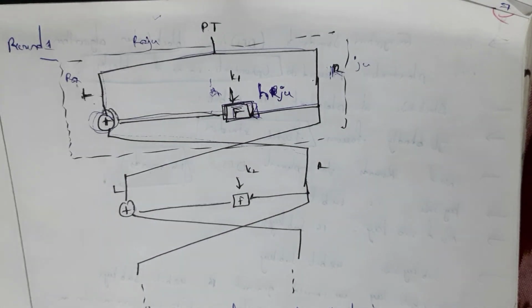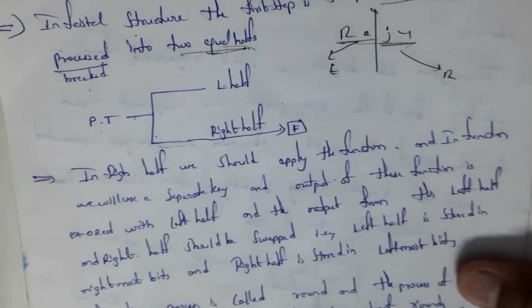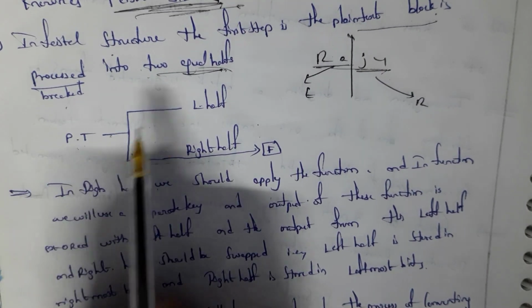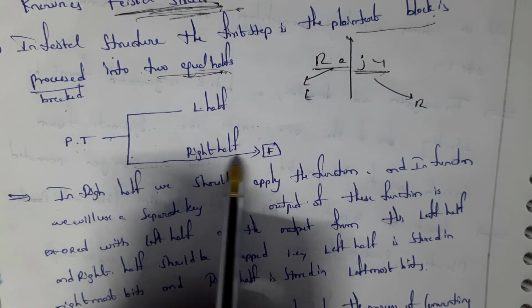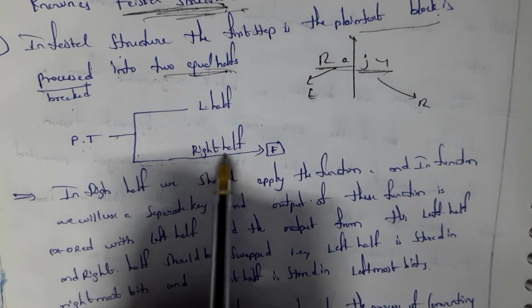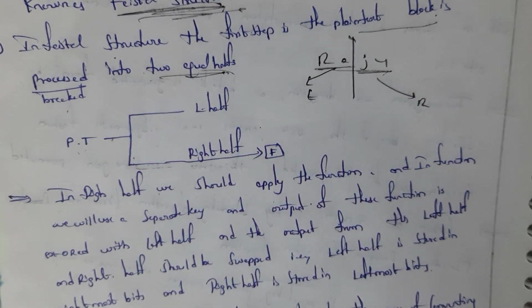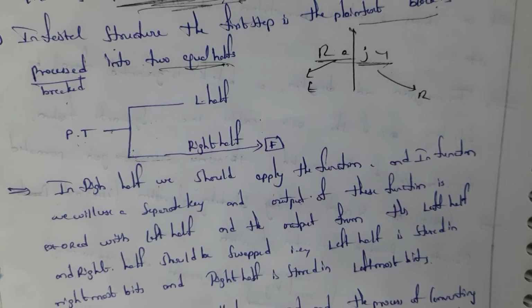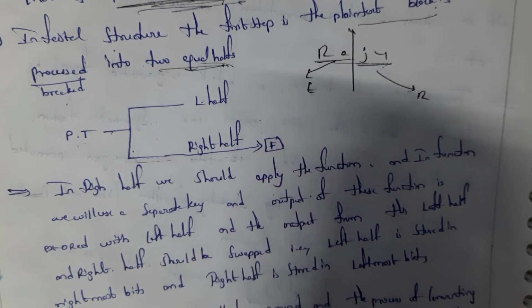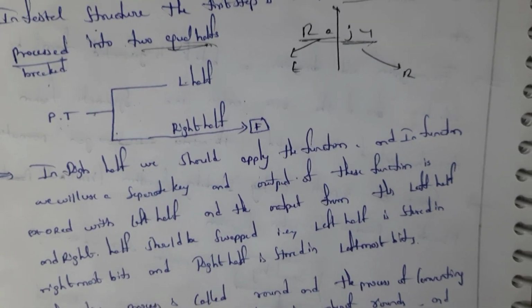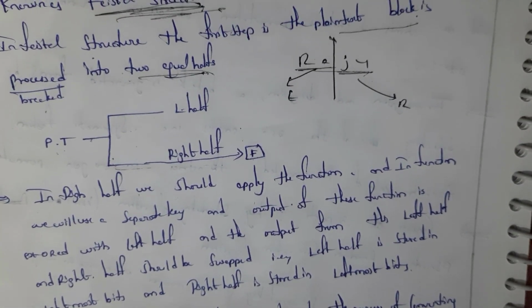the left half. Here there is plain text. We need to divide the plain text into a left half and a right half, and then we need to add this right half to the Fishtail cipher key. This F stands for the Fishtail cipher function. We call it a function or key. This is known as the Fishtail cipher.